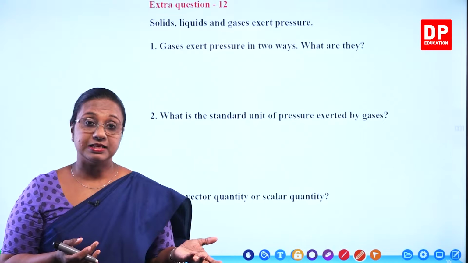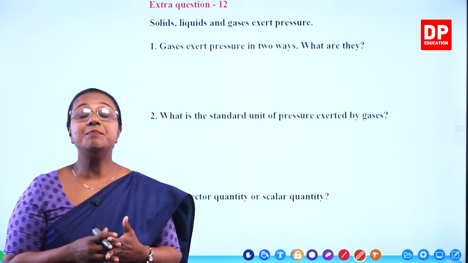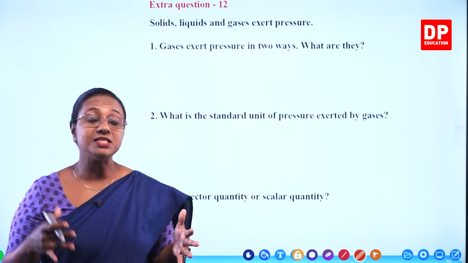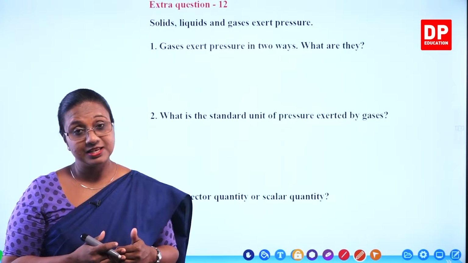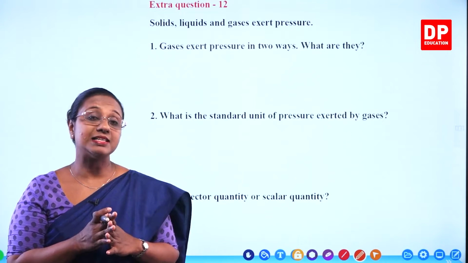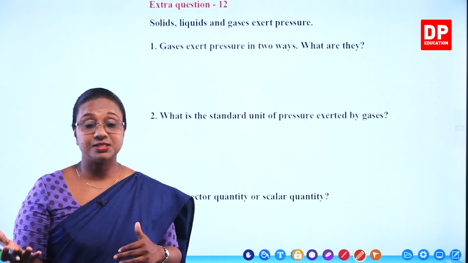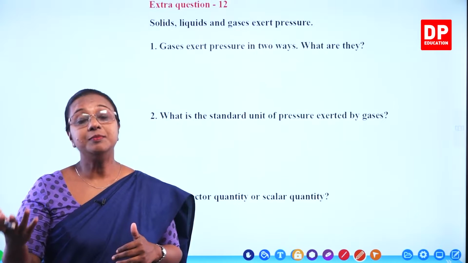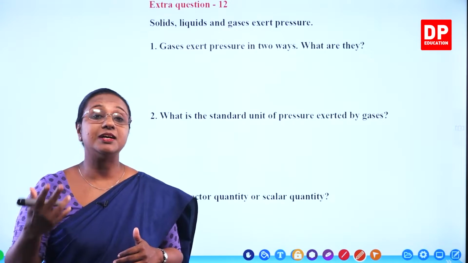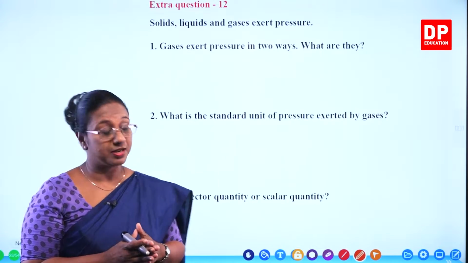The second method is when you compress a gas. Compression means by applying force, you decrease the volume of the gas. So a compressed gas always tries to expand. And when it expands, it exerts a pressure. That is the second method by which gases exert pressure.